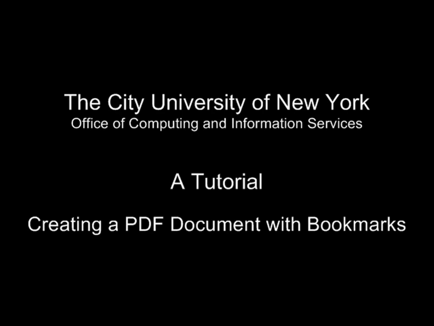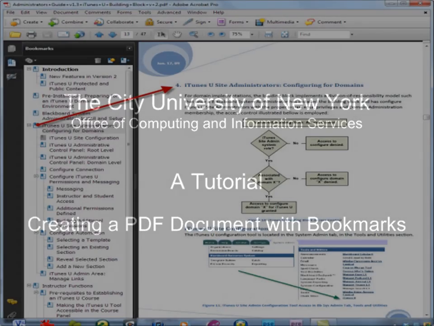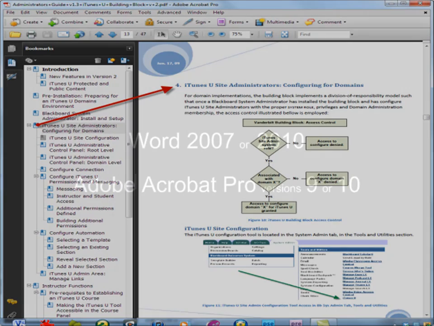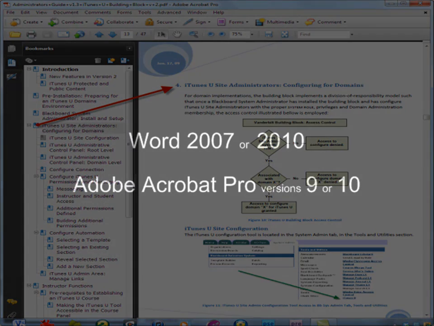This tutorial demonstrates how to create PDF documents with bookmarks. Bookmarks are an ever-present table of contents that allow readers of PDF documents to navigate to different locations in those documents easily. This demonstration utilizes MS Word 2007 and Adobe Acrobat Pro version 9.